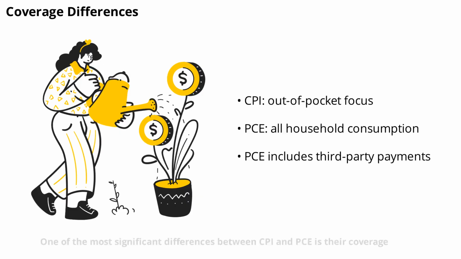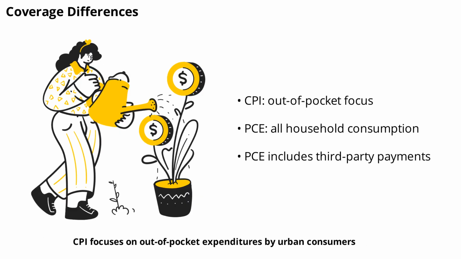One of the most significant differences between CPI and PCE is their coverage. CPI focuses on out-of-pocket expenditures by urban consumers, while PCE includes all goods and services consumed by households, even if someone else pays for them. For example, PCE captures employer-paid health insurance and government-provided benefits, which CPI does not. This broader scope makes PCE more comprehensive, but it can also make direct comparisons challenging. Knowing what each index covers helps you choose the right one for your analysis.